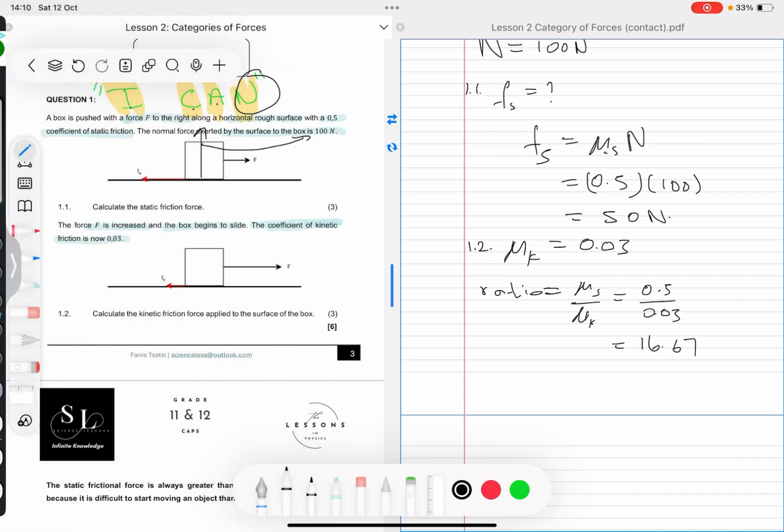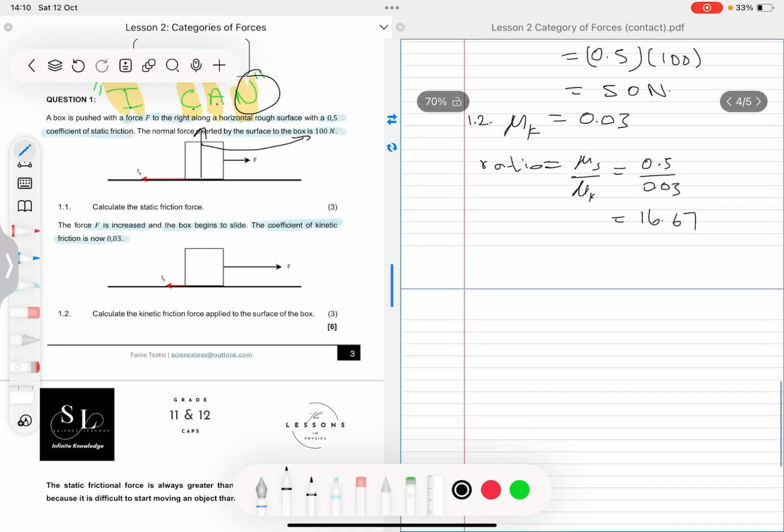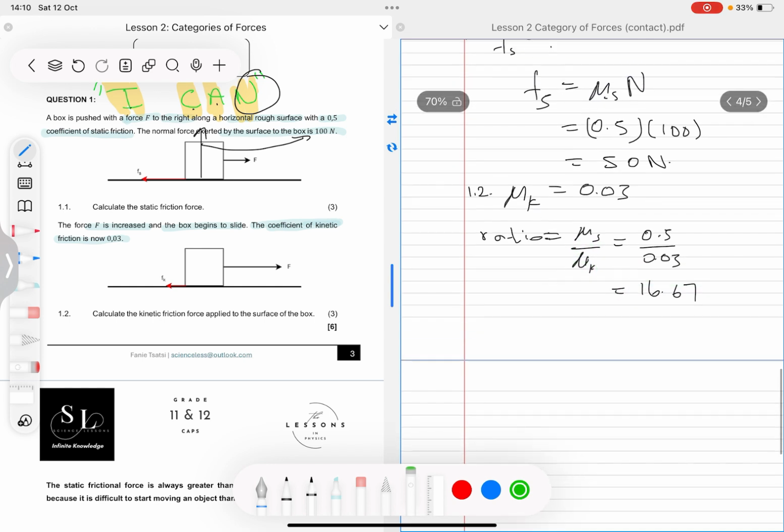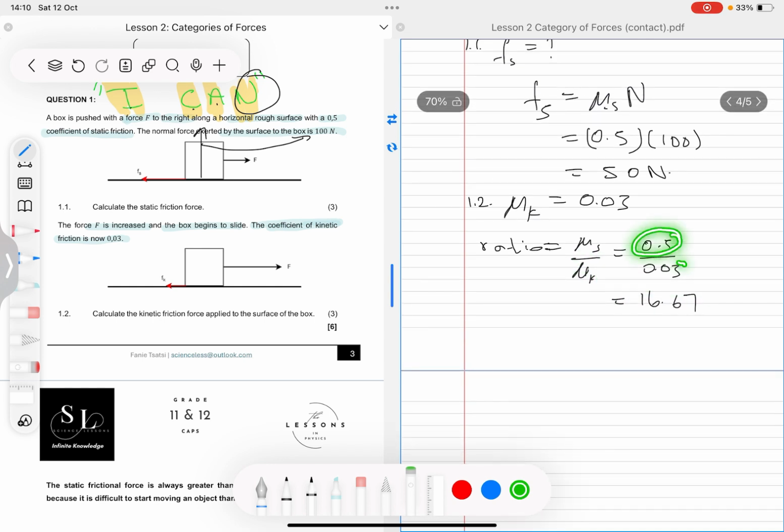Remember that this is a ratio that we're looking for. It doesn't have units. So this is the amount by which our static friction force dropped to give us the kinetic friction force, because you can see that we started off with 0.5 and now we are at 0.03.